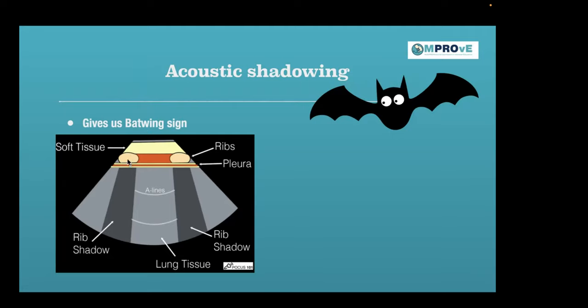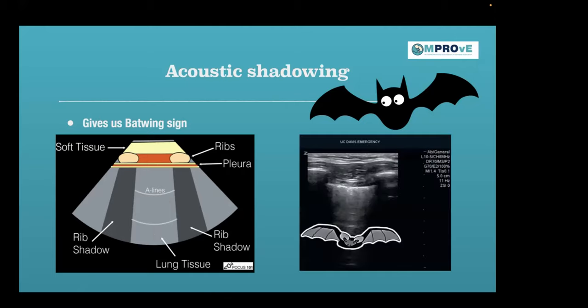Bright image, but anything beyond bone will be lost. That's the shadowing, because your sound waves are not penetrating through the bone. It's 100% reflected back, so there's nothing to show beyond the bone. That's a rib shadow. And then here will be your pleura. Through the pleura, because there is air here, your ultrasonic waves will always reverberate horizontally and give you the A lines. And the father of lung ultrasound, I think Daniel Lichtenstein, has imagined this as a bat sign.